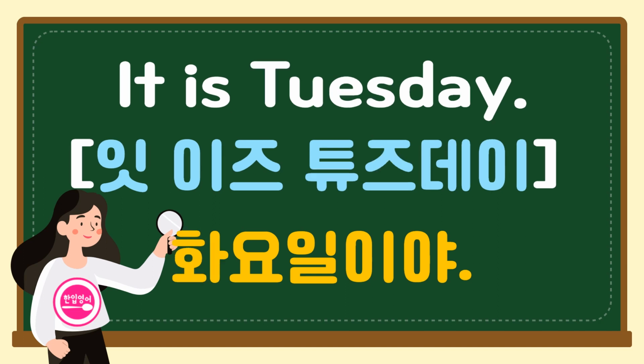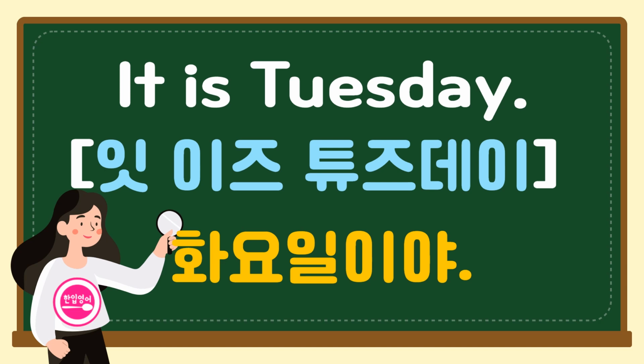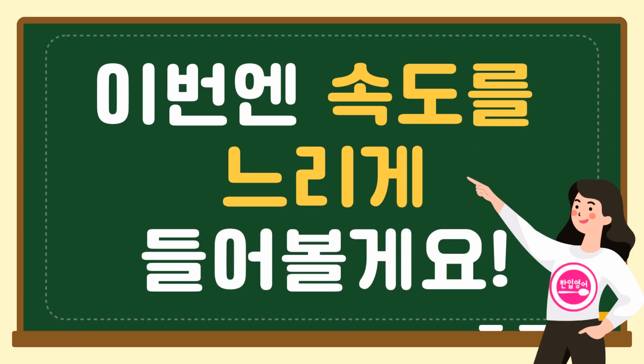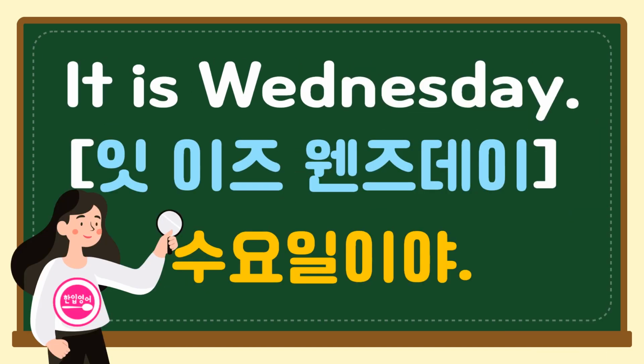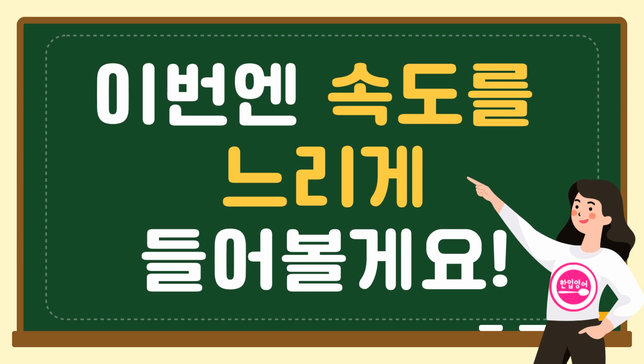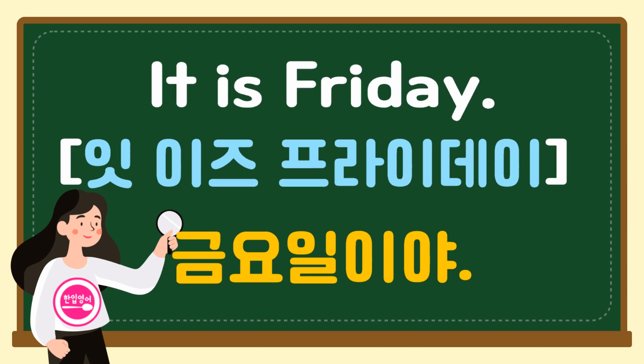It is Tuesday. 수요일이야. It is Wednesday. 목요일이야. It is Thursday. 금요일이야. It is Friday.